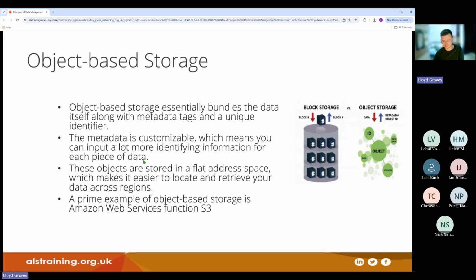So you can make sure the different tags and things like that fit around it the way that you need it to. The objects are normally stored in a flat address space, which makes it easier to locate and retrieve your data across regions. What we mean by a flat address space is it's not tiered.